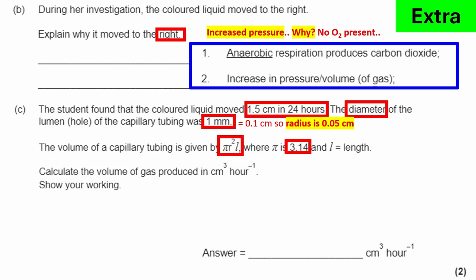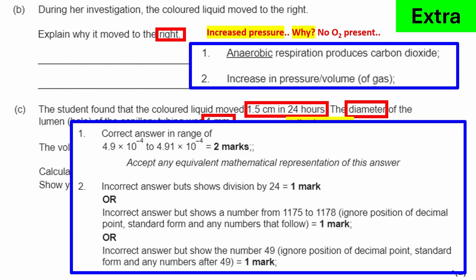Now, if we then use the equation we're given, pi r squared times L, so we know 3.14 is pi, so please don't use the button on the calculator for that, just use what they give you. L is length, so 3.14 times 0.05 squared times 1.5, but because it says per hour, we need to divide by 24, because the original volume would be in 1 day, 24 hours. So always look at the units first whenever you do a maths question. So if you plug those values into the calculator, you should get 4.9, or you could have 4.91 times 10 to the power minus 4 centimetre cubed per hour.